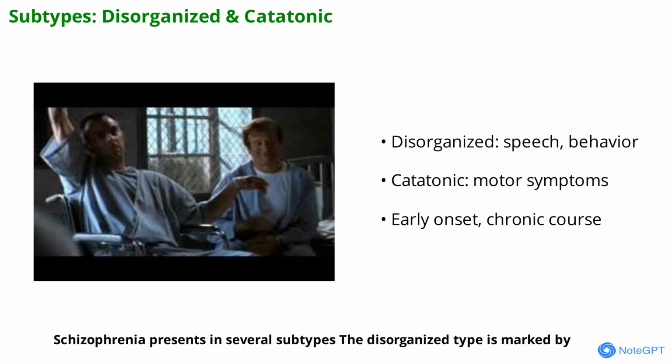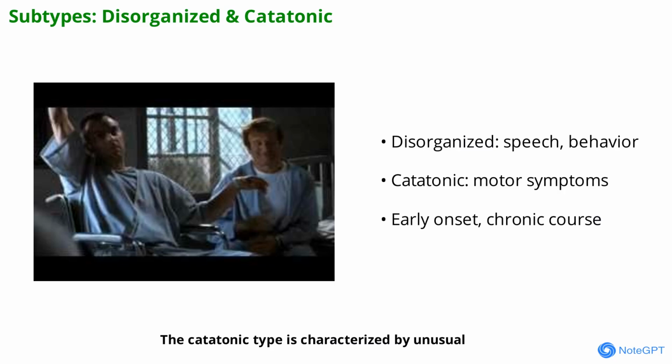Schizophrenia presents in several subtypes. The disorganized type is marked by significant disruptions in speech and behavior, flat or inappropriate affect, and fragmented hallucinations and delusions. This form tends to develop early, is chronic, and lacks periods of remission. The catatonic type is characterized by unusual motor responses and is considered severe but rare. Recognizing these subtypes aids in tailoring treatment approaches.